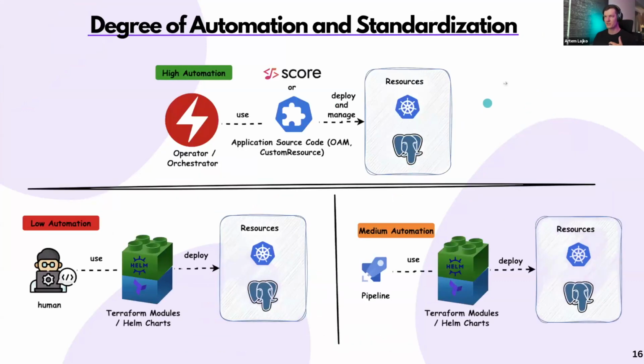And to understand the degree of automatization, it's not based on my opinion, it's based on a lot of people I speak with, and we have defined some common understanding. For example, if you have a human user and you are using Terraform modules and Helm charts to provision the infrastructure and to deploy everything on top that you need for your Kubernetes cluster, it's a low automatization degree.